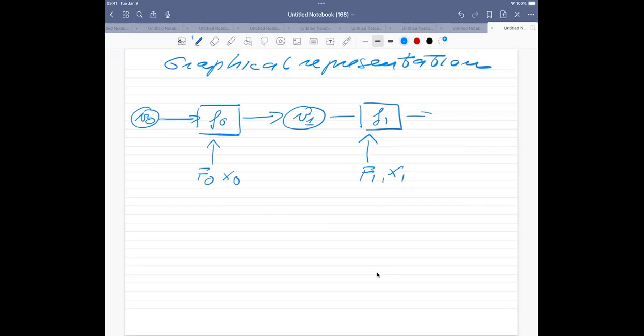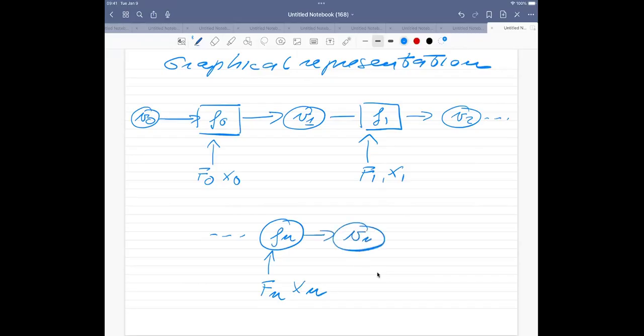And you see that this can just be continued. So we get a v2, and it goes all the way down to a final time, which we just call fn. So this is our final time, fn of xn, and that produces the final velocity vn.